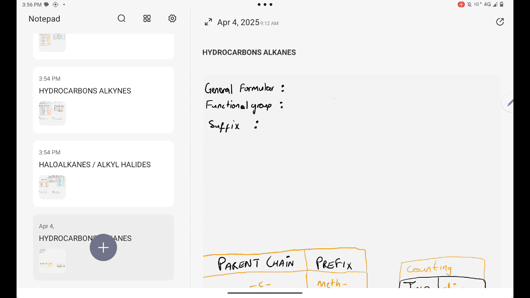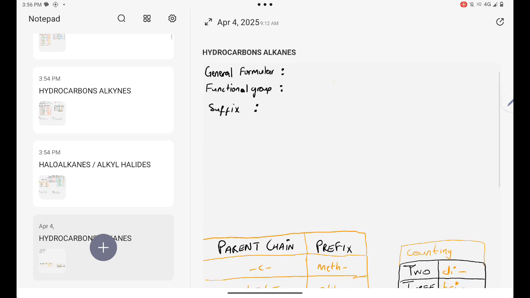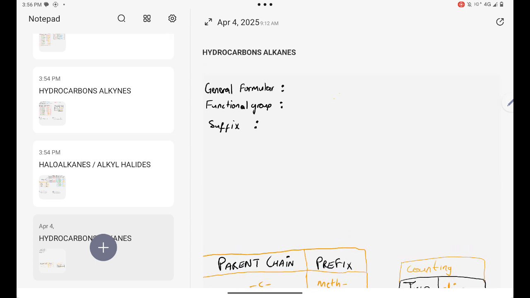In this video, guys, we'll be talking about hydrocarbons, and the type of hydrocarbons we'll be talking about is just alkanes. The basic knowledge you need for alkanes: how to draw structural formulas, how to write down the IUPAC name of alkanes, and how to move from condensed formulas to structural formulas and then give the IUPAC name.